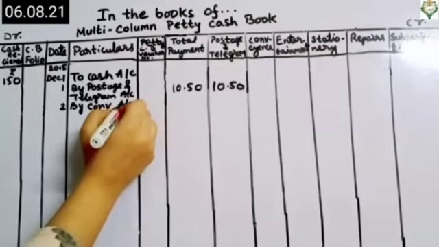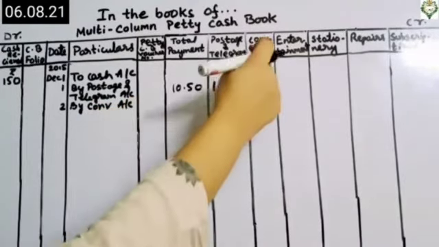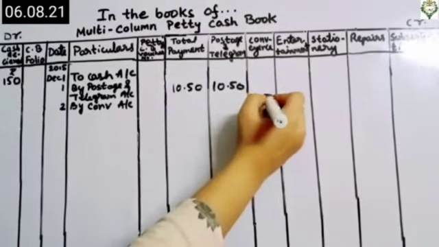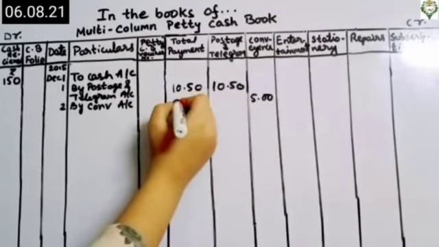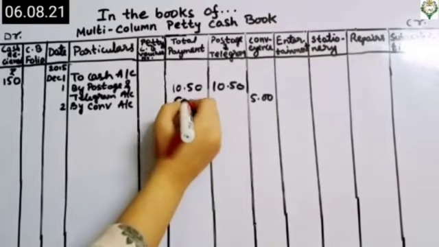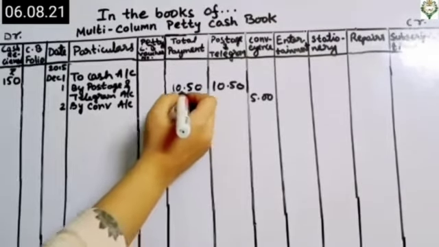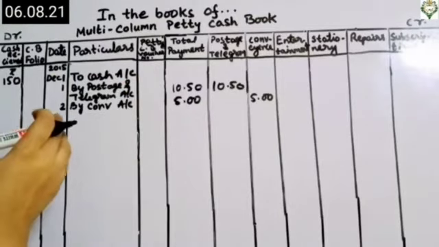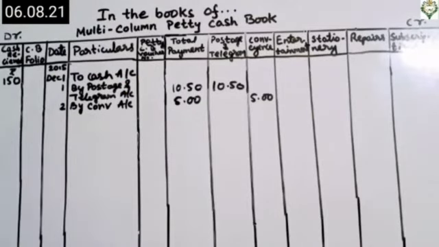So the amount is 5 rupees. So we will record in the conveyance column 5.00, and we have to record in the total payment column also. Then come to the next, it is again for conveyance, paid for taxi fare for manager, that is also under conveyance.